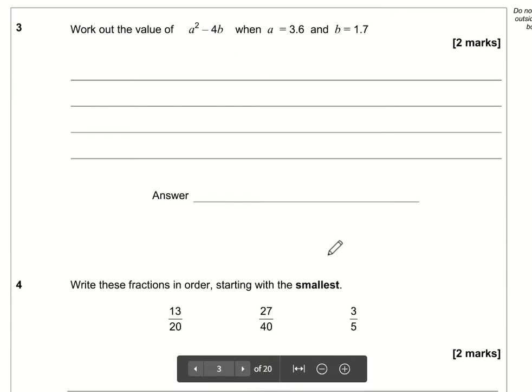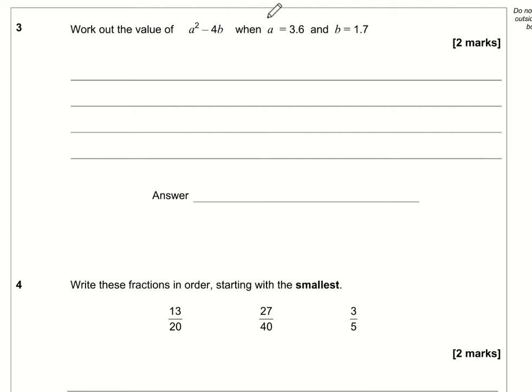Question number 3, work out the value of a squared minus 4b when a is 3.6 and b is 1.7. So all we need to do is substitute these values in. So 3.6 squared minus 4b, so minus 4 times 1.7.